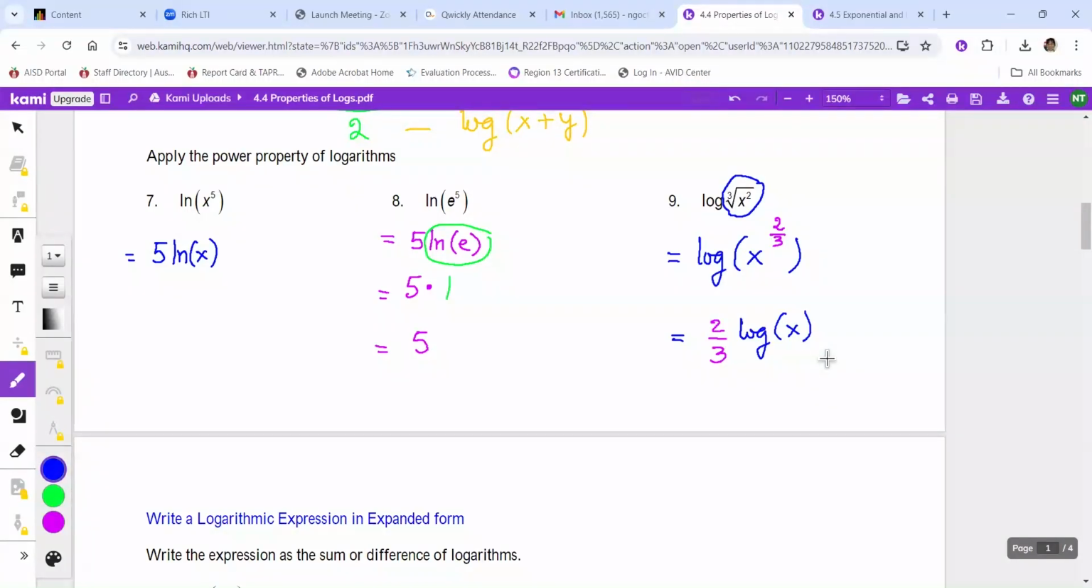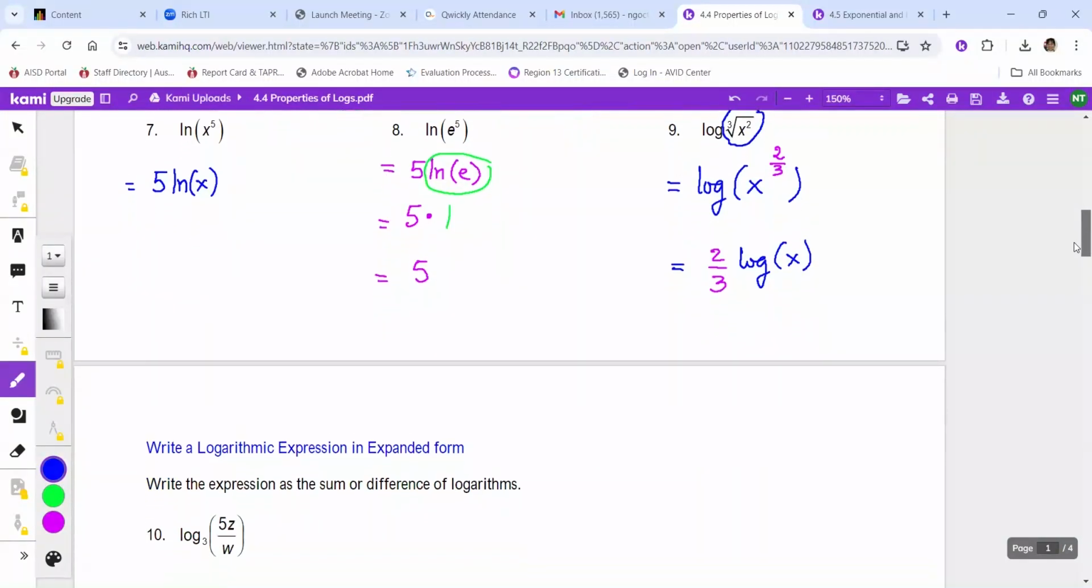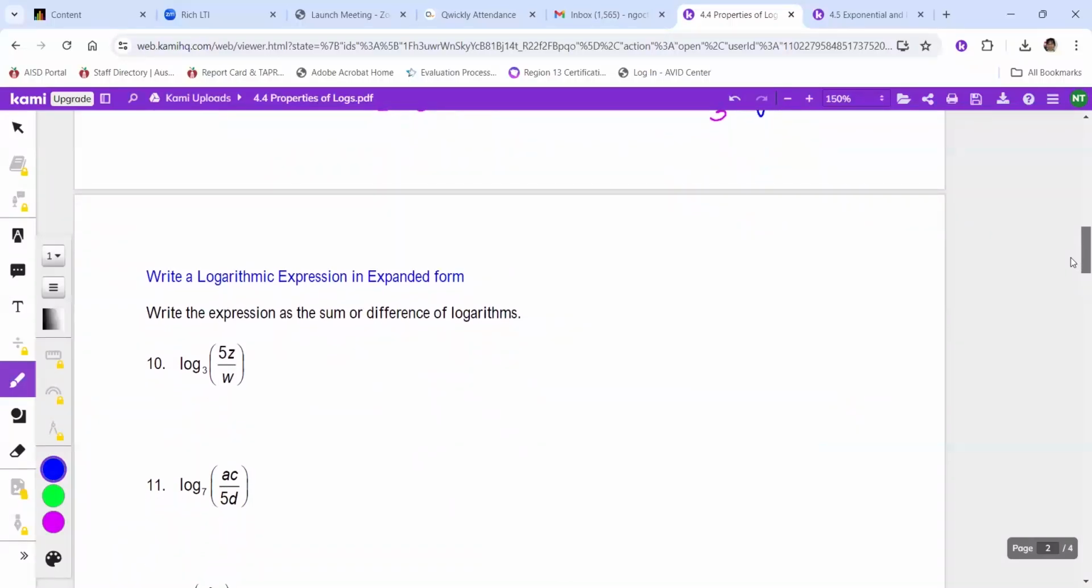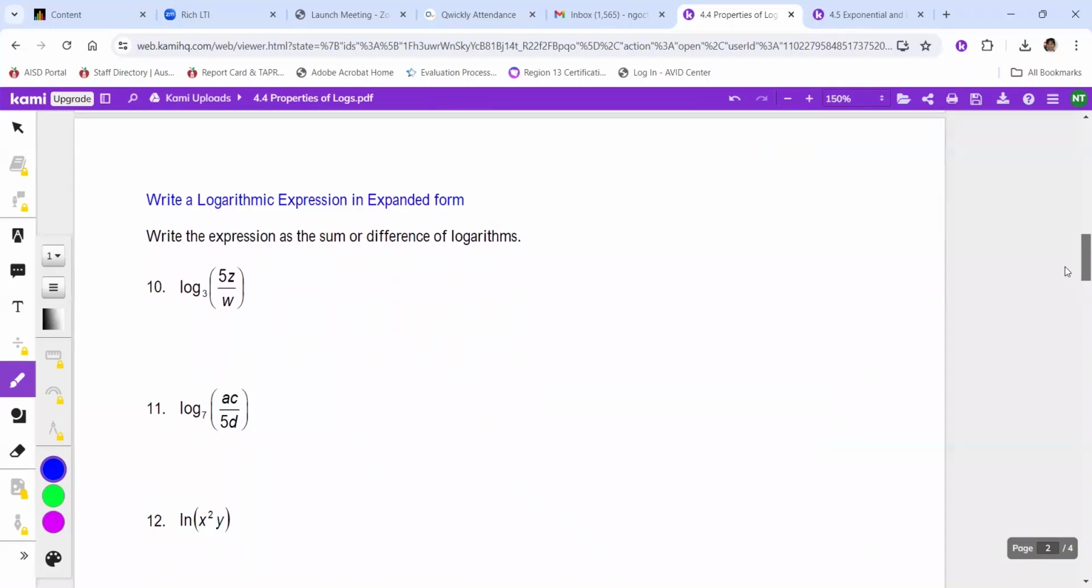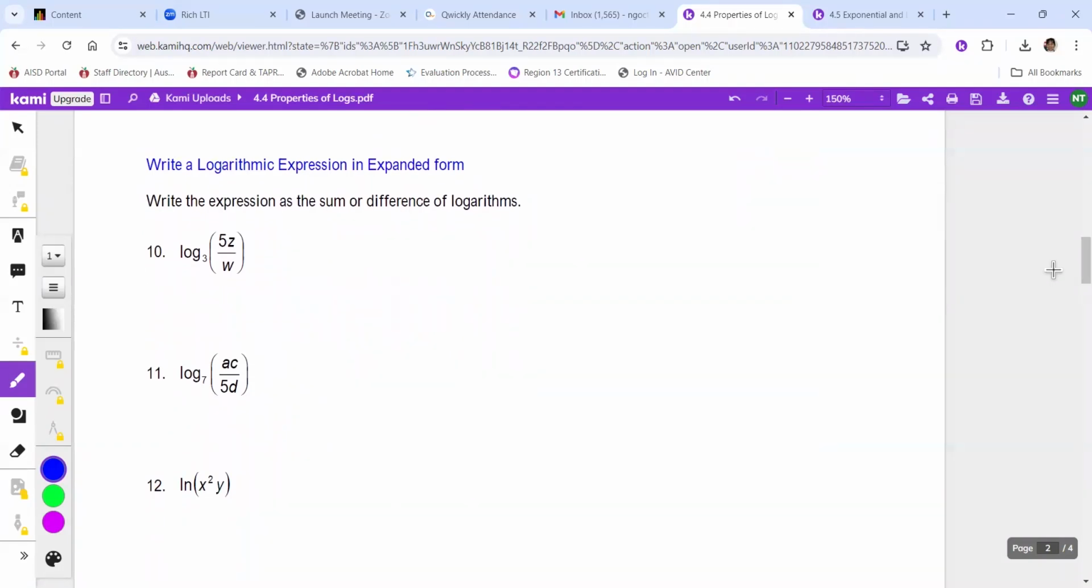Okay, let's do more complicated exercises. So here, for exercises 10 to 15, we want to start with one expression, which is one log, and then we want you to expand this. So we want to make it longer, more than one log. So here, let's start with exercise number 10.